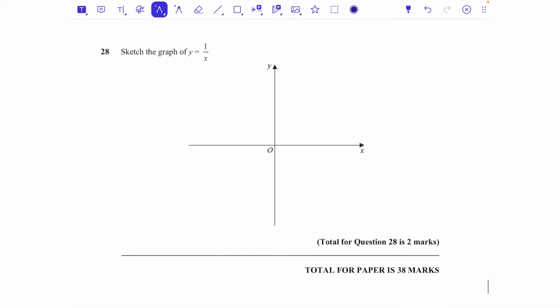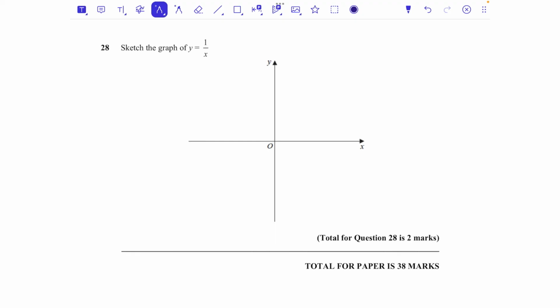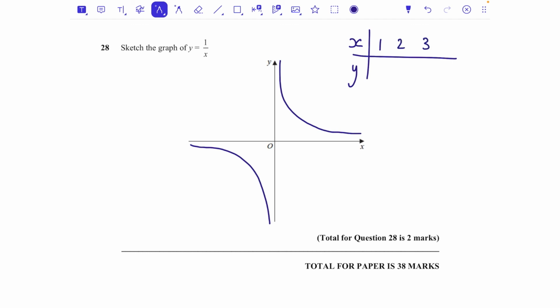Right, question number 28, sketch the graph of y equals 1 over x. Now this is a reciprocal graph and it looks like this. So we have a curve on this bit like this and a curve on this bit like this. Now, how could we work that out? Well, normally we do a table of values. So I've got 1, 2, 3, 4, 5, for example. That's 1, 2, 3, 4, 5. You can think of it like that.